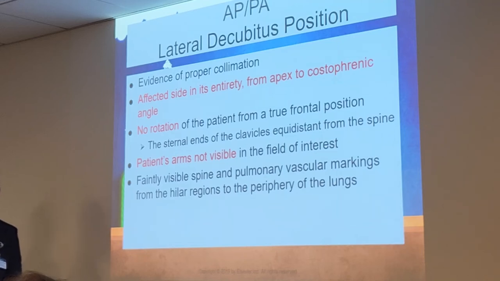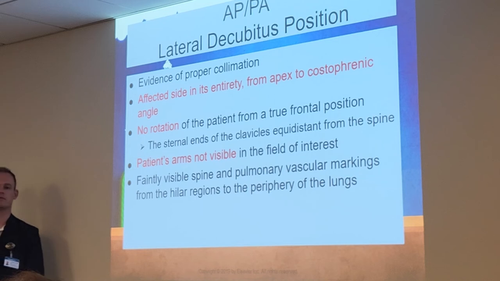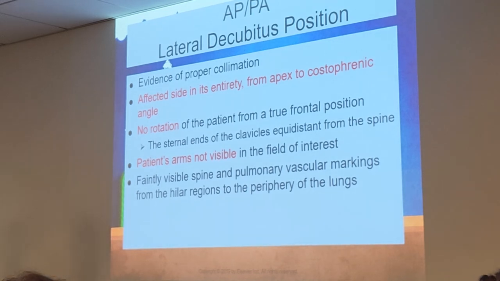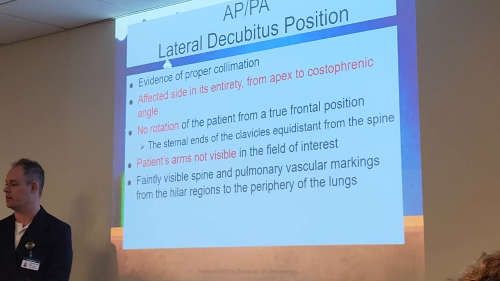And then like the other ones we talked about, that faintly visible spine, pulmonary vascular markings, which is talking about your hilar regions, to the periphery of the lungs. Very similar evaluation criteria from what we talked about before. So make sure you add to your notes both lungs in their entirety, apex to costophrenic angle.